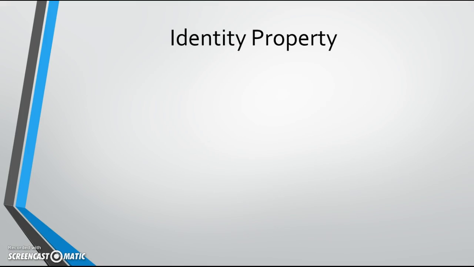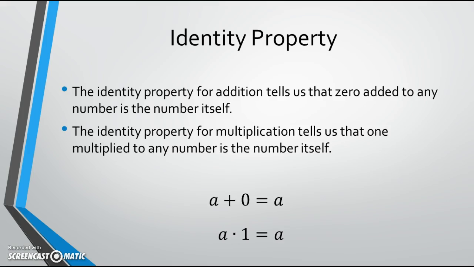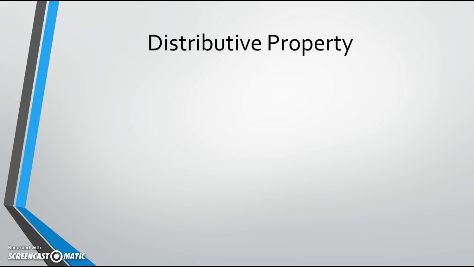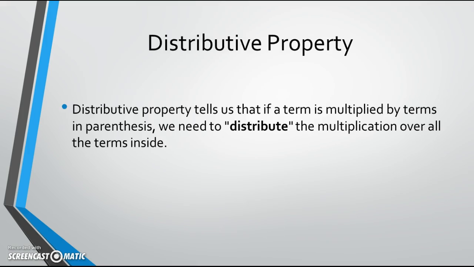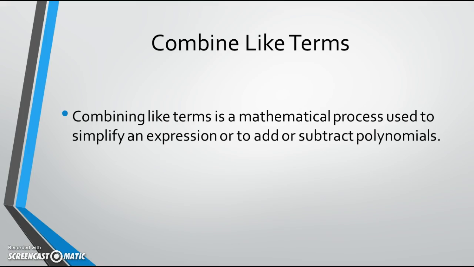Okay, the identity property states that if you add 0, it's still itself. And if you multiply by 1, it's still itself. The distributive property allows you to distribute using multiplication to all terms inside the parentheses. Right? A times the quantity b plus c equals a times b plus a times c. Combine like terms allows us to simplify an expression by exactly that, combining like terms. So here x plus 2x are the like terms. We can combine those to make 3x.